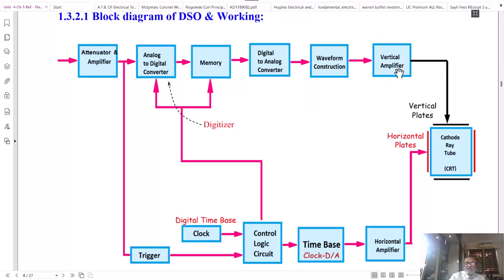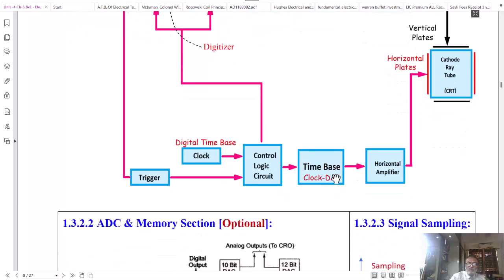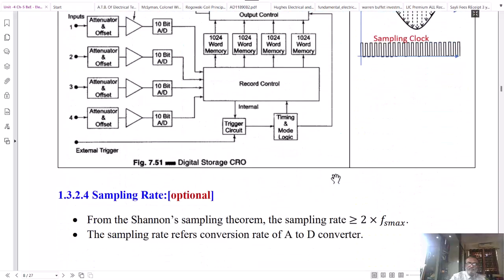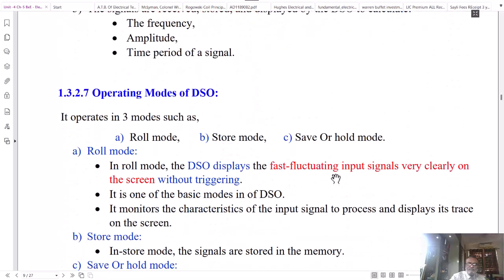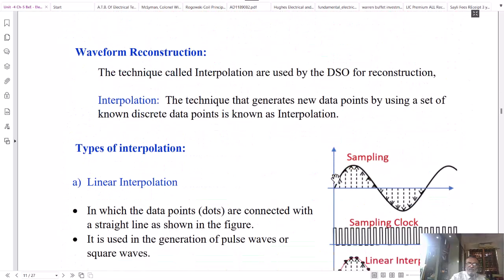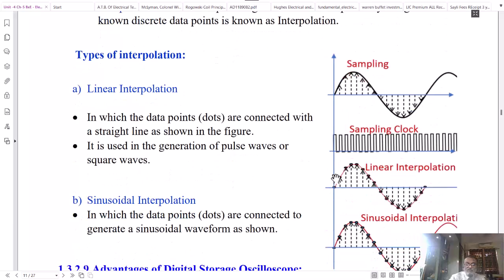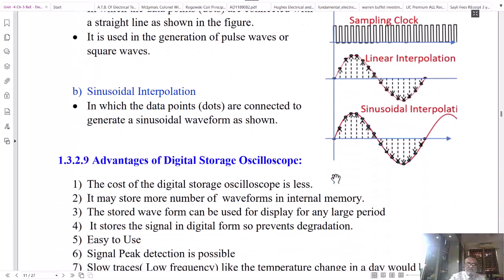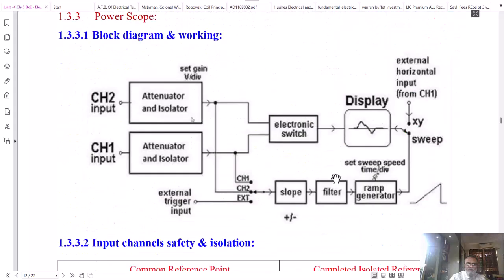The vertical amplifier as usual provides a volts per division selection, and the horizontal amplifier gain control provides us the time per division selection. So this is in short the storage oscilloscope. The reconstruction and other details of the waveform by using a digital storage scope is beyond the scope of this subject and therefore we skip it.